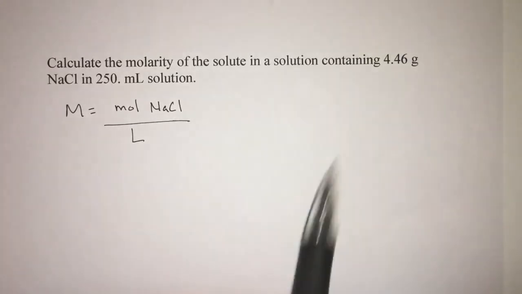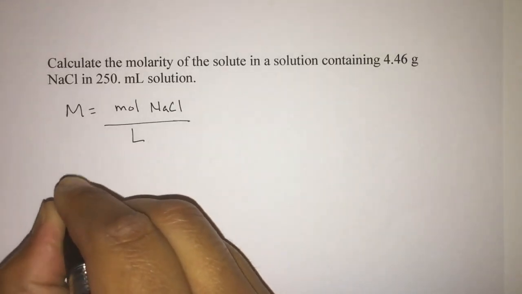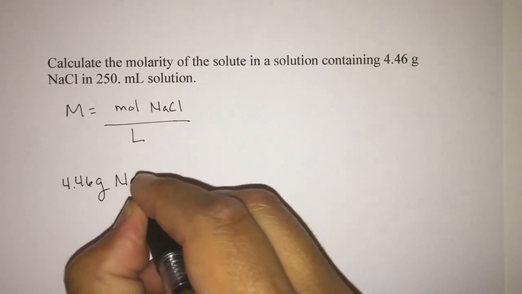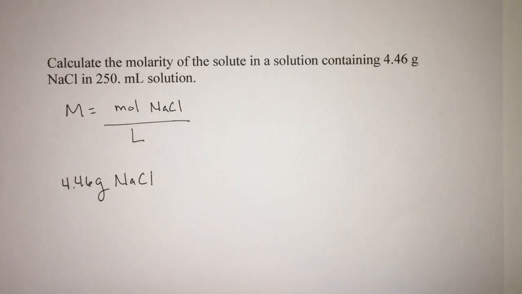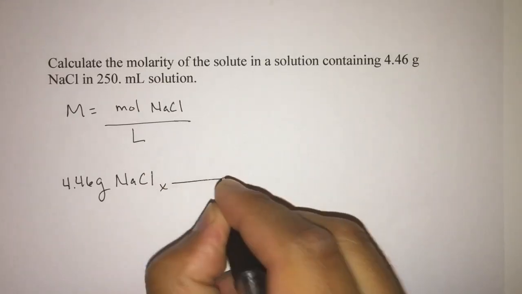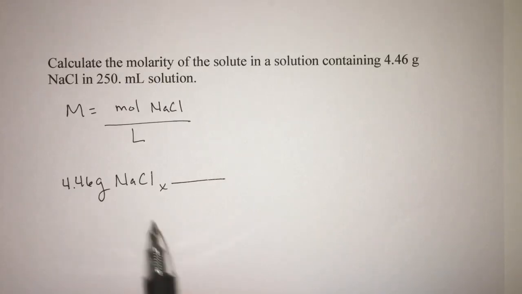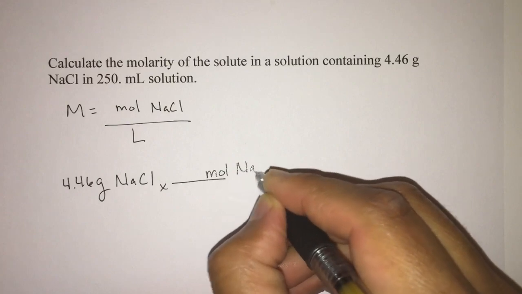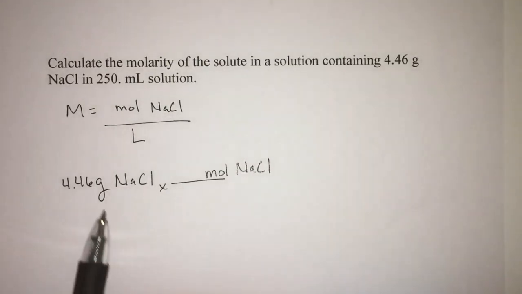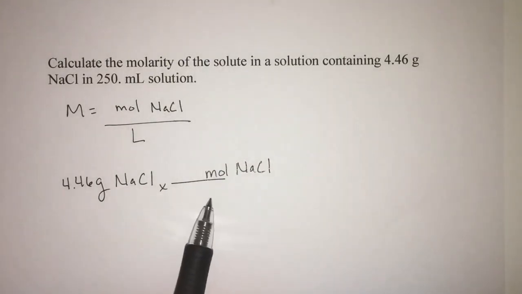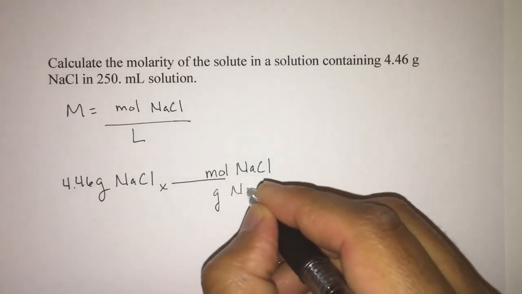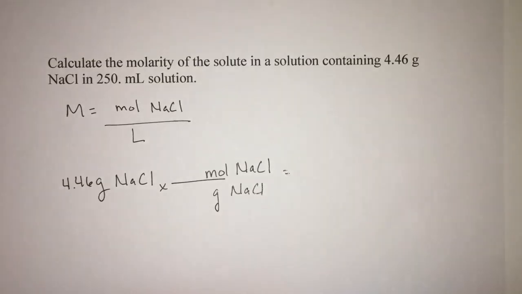So what we know is we have 4.46 grams of the sodium chloride. And what we want to do first is go ahead and convert the grams of sodium chloride into the mole of sodium chloride. So we convert to moles. We want to cancel the unit of grams. So the gram of sodium chloride goes in the denominator.